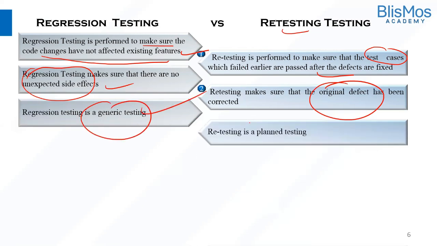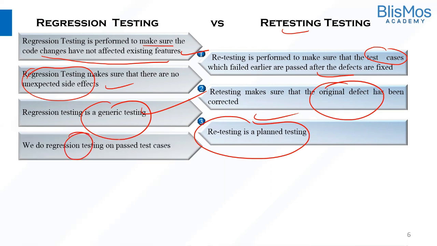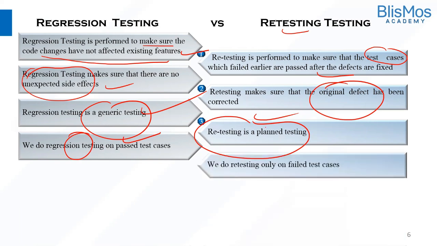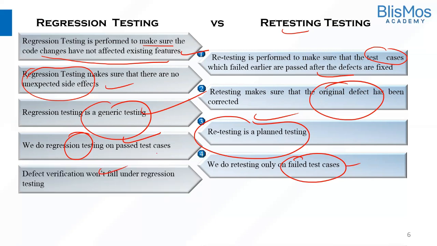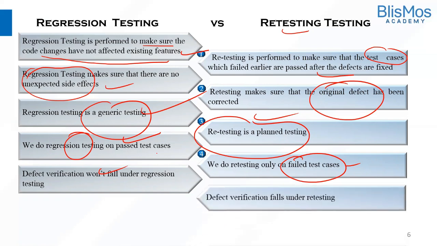On the other hand, retesting is a planned testing. You are planning to test the fixed defects. In case of regression testing, we do test the past test cases as well to confirm whether they're working fine or not. In case of retesting, we are only testing failed test cases for which we have raised the defect and developers have fixed it. Defect verification won't fall under regression testing. Defect verification falls under retesting.